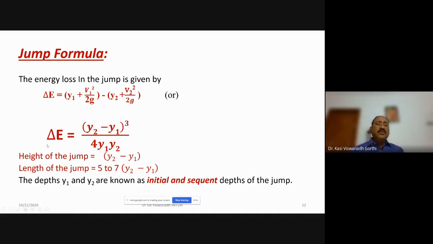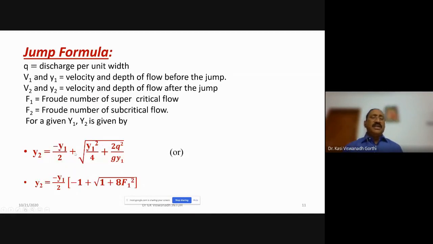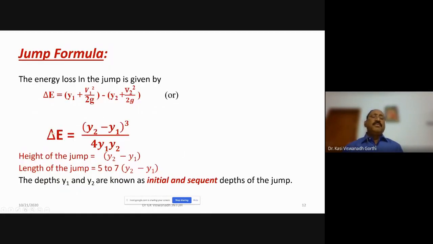So this is given to be delta E equal to Y2 minus Y1 whole cube by 4 Y1 Y2. I'm not taking up the derivations for the relation between the conjugate depths, also the expression for loss of energy, because this has already been covered in our hydraulics and hydraulic machinery second year level. So delta E is the energy dissipated as the loss of energy, which can be computed in terms of the depths of flows. Initial depth and sequent depths Y1 and Y2 are known. Y2 minus Y1 whole cube by 4 Y1 Y2 gives you the loss of energy or the energy dissipated.